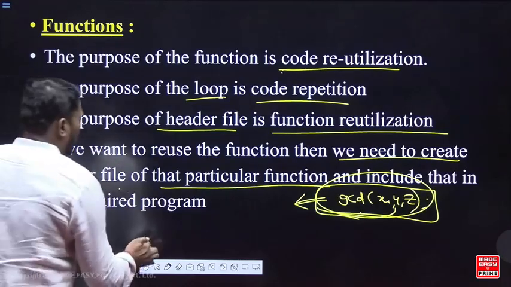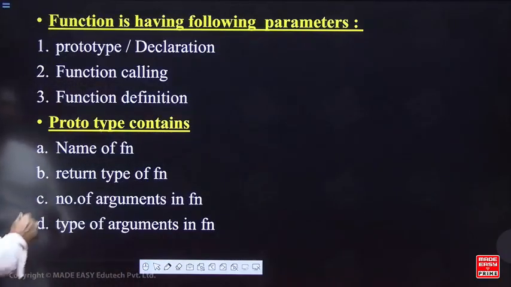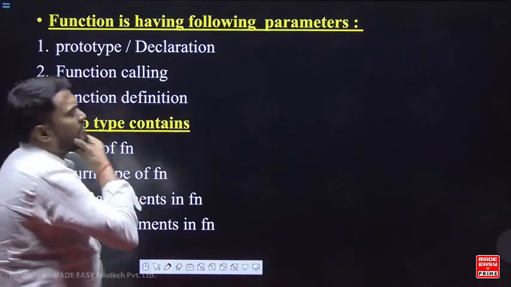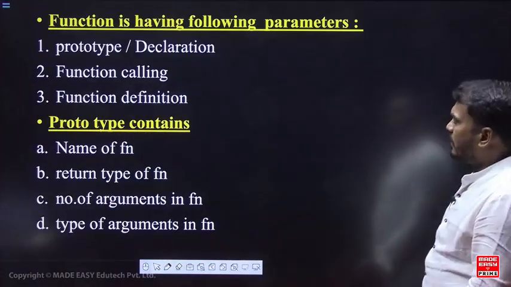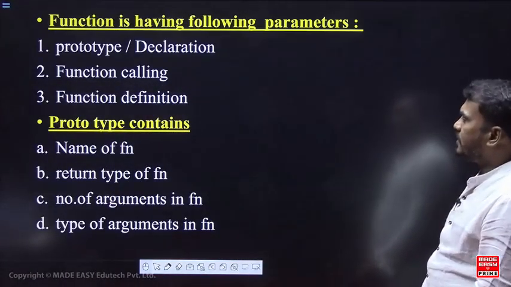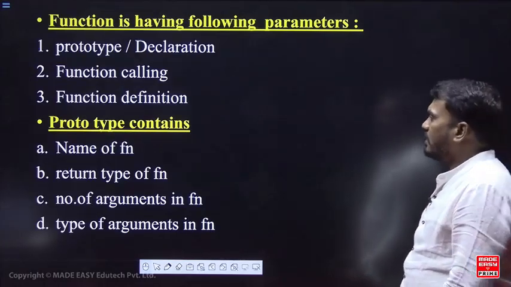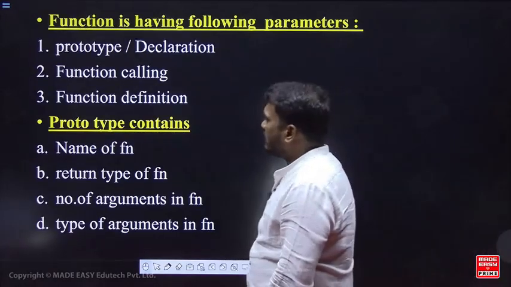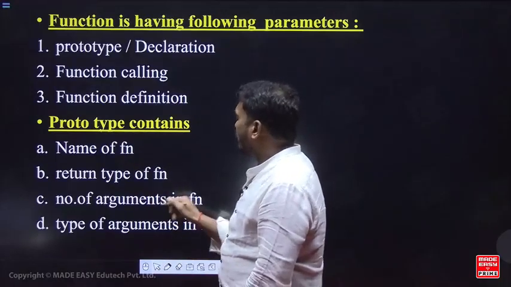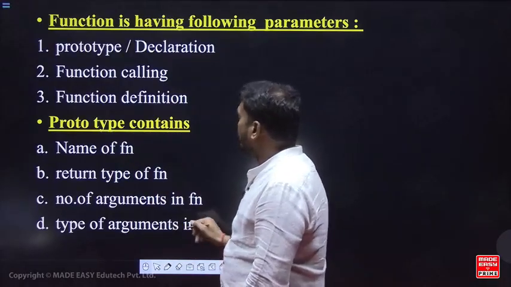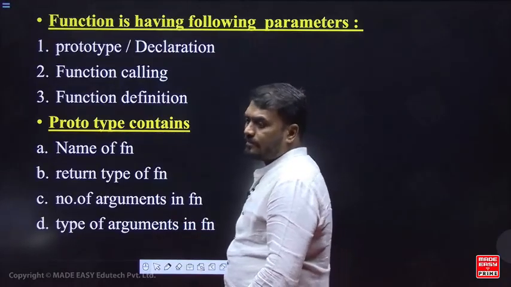Right, so next, understand here. A function is going to have the following parameters. Just note down. The prototype, which is also called the declaration, and next function calling, and function definition. The prototype contains the name of the function, the return type of the function, the number of arguments in the function, and the type of arguments in the function. Copy this faster, speed up.